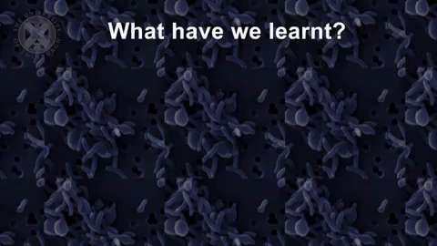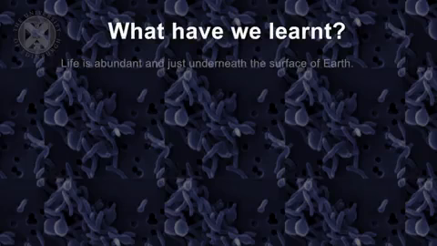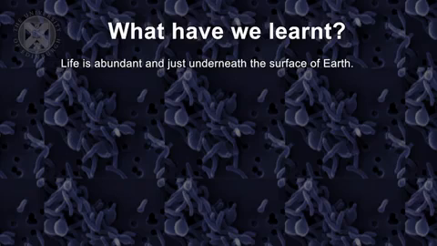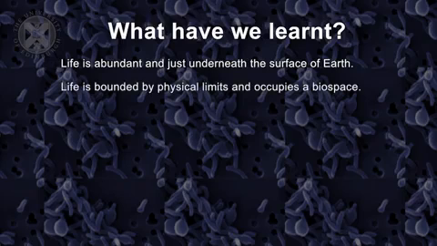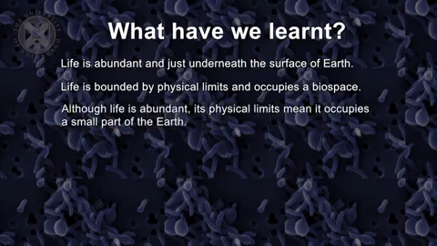So what have we learned in this talk? Well, hopefully what you've learned is that life is abundant on the surface and just underneath the surface of the Earth. But you've also learned that life is bounded by physical limits and extremes, and it occupies a biospace. And understanding the limits of that biospace is the job of astrobiologists, to define the limits of the biosphere. Although life is abundant, it also means that it occupies a very small part of our planet, and we would expect that to probably be the case on other planets as well.